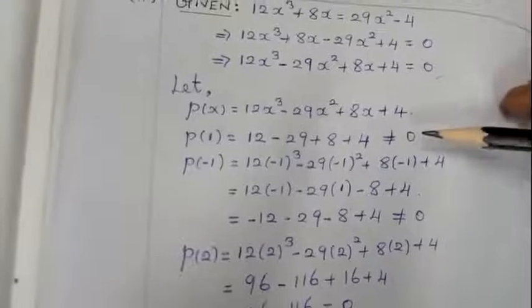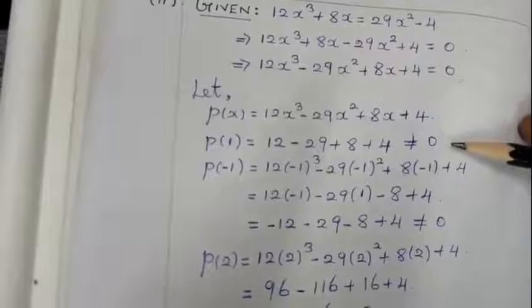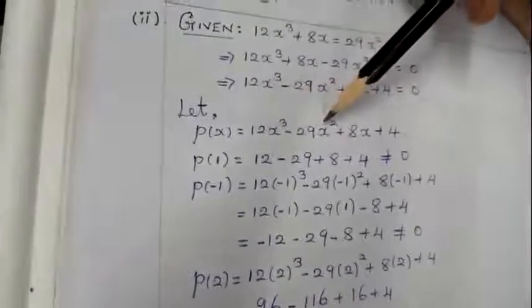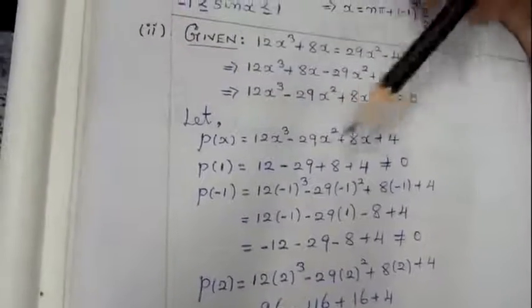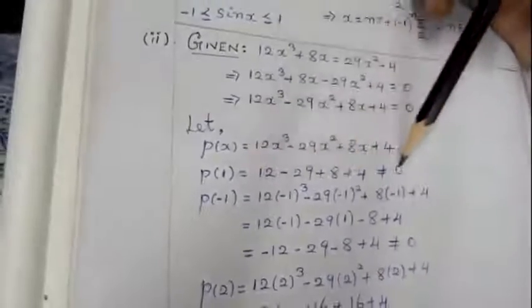So what I am going to do is give values for x. When I am giving 1, I am not getting that. When I give the answer for x, I should get 0. So I am taking this equation. Let p of x is equal to 12x cube minus 29x square plus 8x plus 4. First I am giving 1. In place of x, I am giving 1. I am not getting the answer as 0.